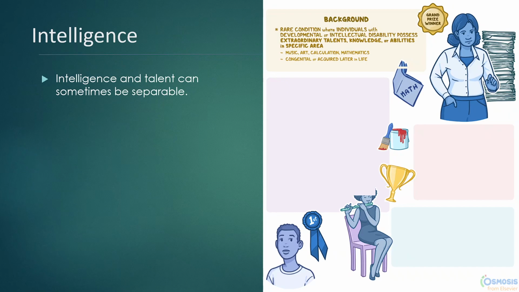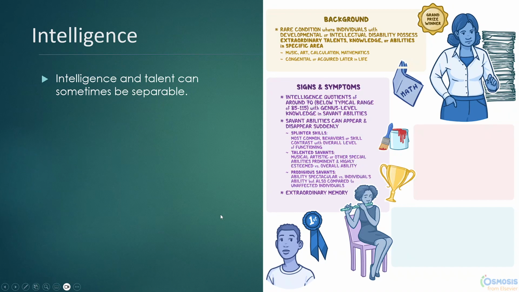Not just, oh, wow, that's good. It's extraordinary talents, extraordinary knowledge of a certain subject, extraordinary abilities in a specific area. And usually these talents and abilities are going to surround things like music and art. It could be calculation or math. And like I said, it could be congenital. It could be something that happened during fetal development, or it could be something that happened later in life.